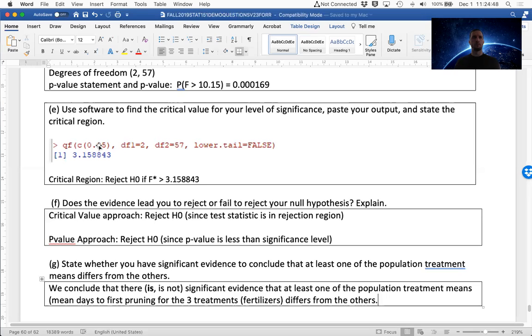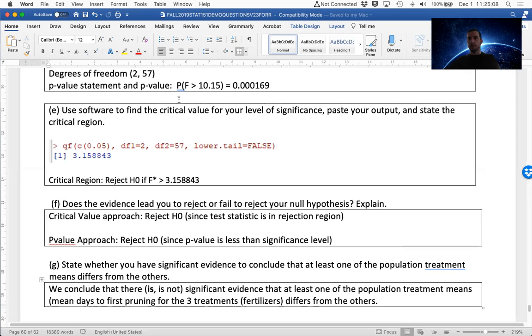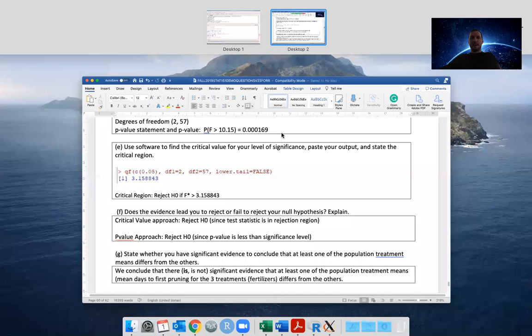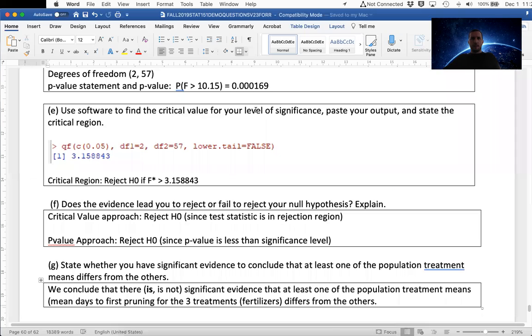Does that help? Yeah, that's the most direct way of doing it. Chi-square tests and F tests are always upper tail, always. Because there's no direction. It's always in the upper tail. I just keep saying upper tail. It's always in the non-lower tail.